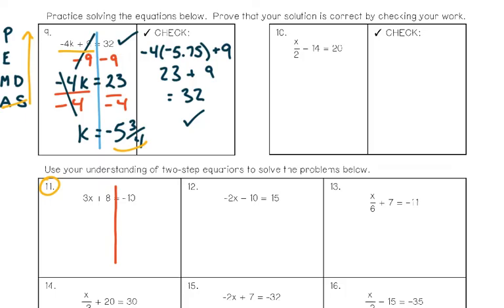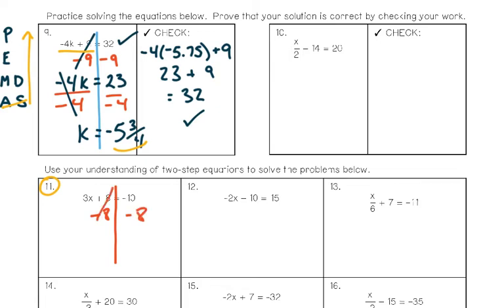My goal when I solve this equation is to get that x all by itself on one side, and I want all my numbers on the other. So I'm going to go in reverse PEMDAS to solve these, so I'm going to get rid of any addition first. So the first thing I need to get rid of is the plus 8. I get rid of a plus 8 by doing minus 8. And if I do it to one side, I have to do it to the other side.